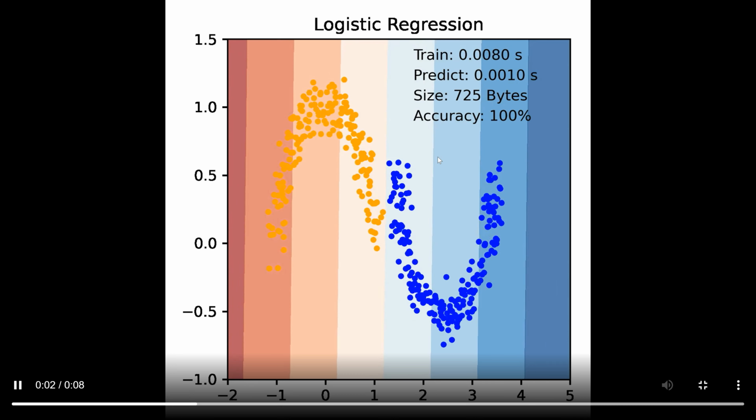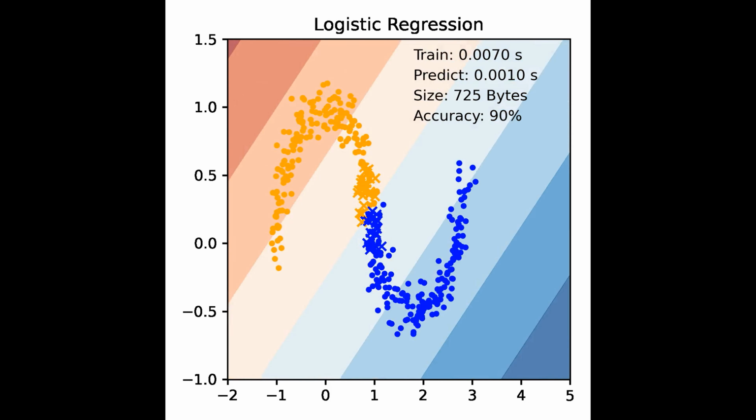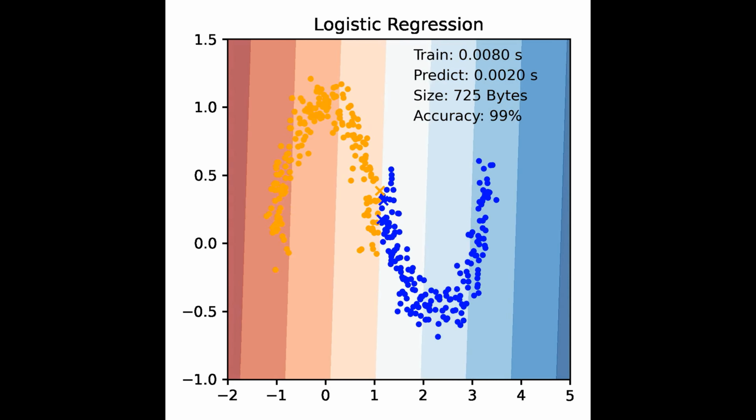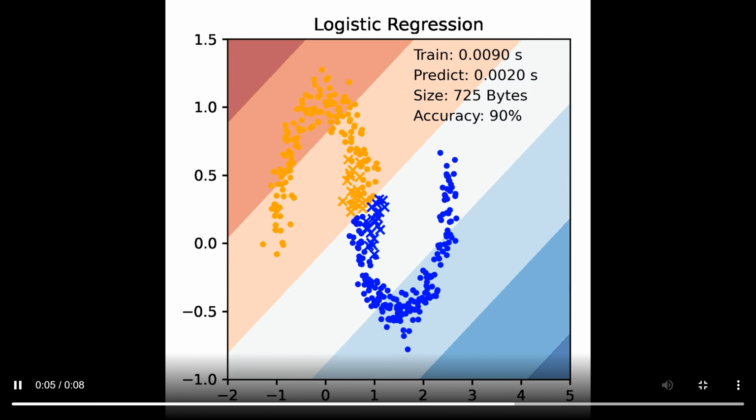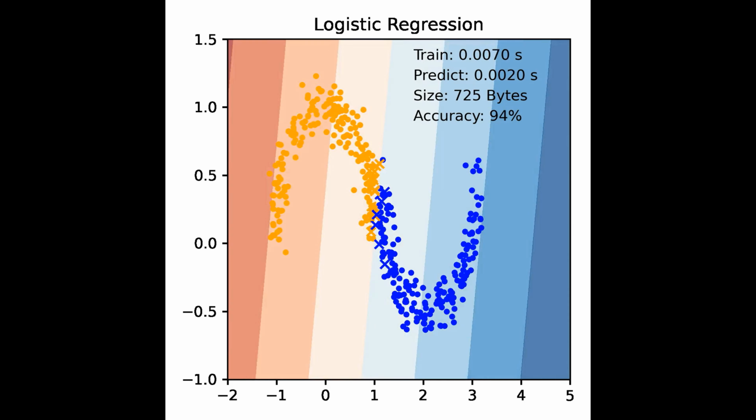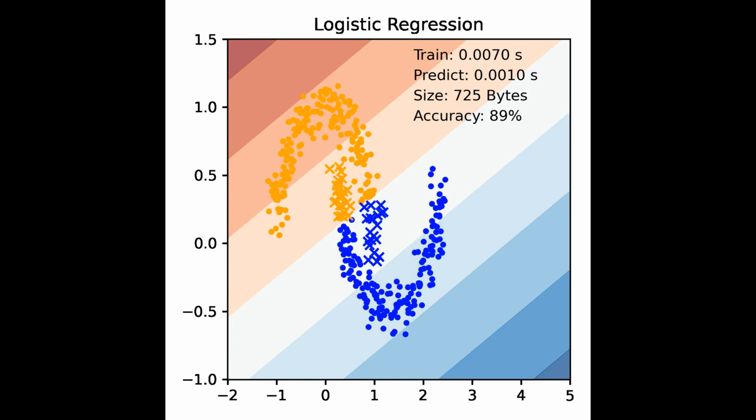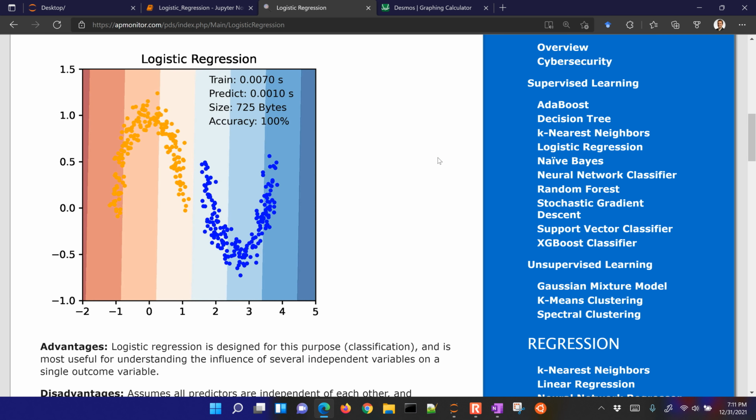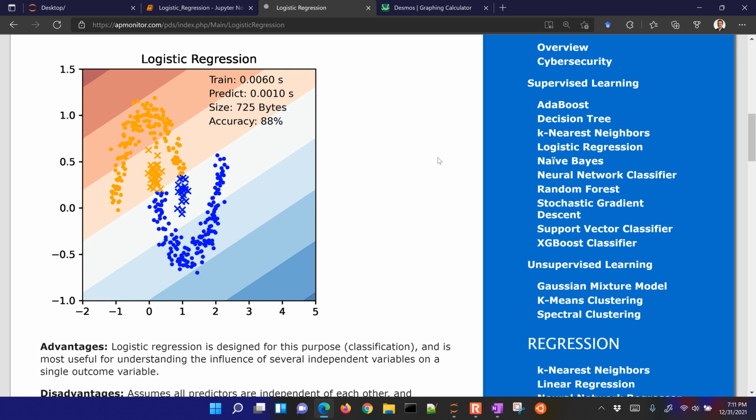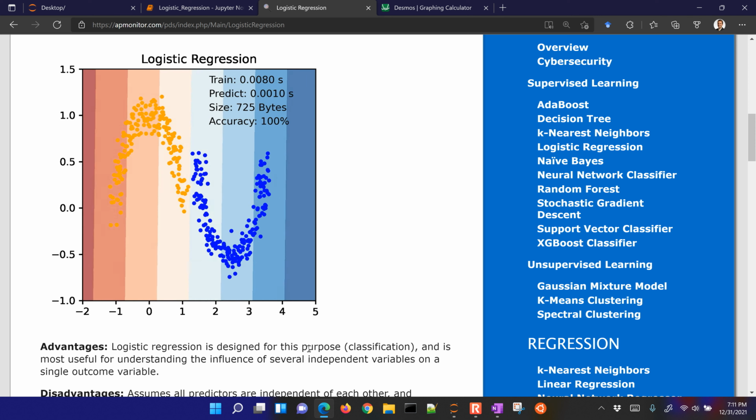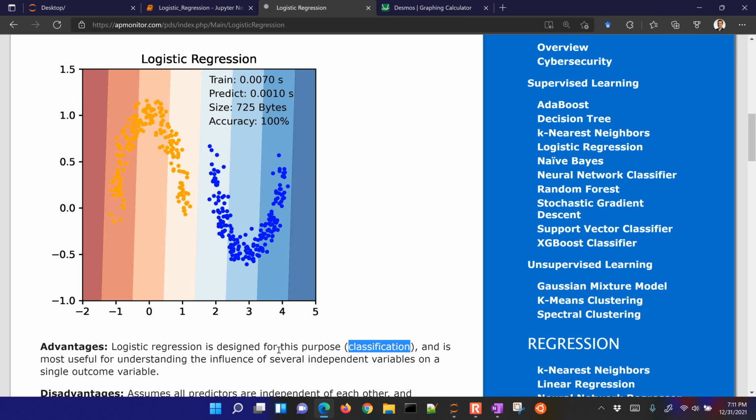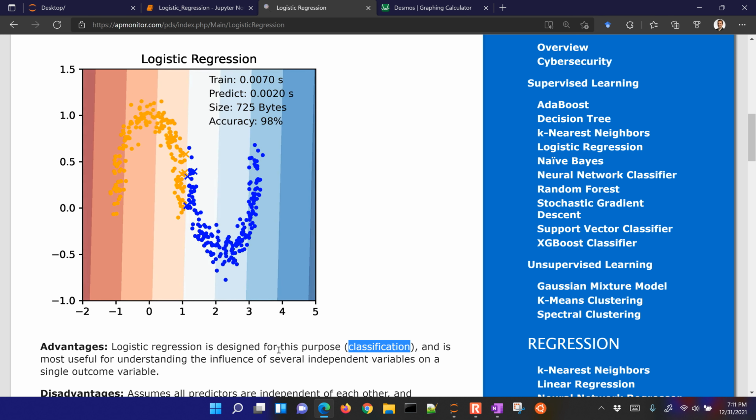Although the accuracy is not as good as some other methods, because of the speed and low memory requirements, and if there are many variables and maybe one or two are very good predictors of an outcome, logistic regression can work very well. It's also often used as an output layer for something like a neural network to translate a continuous value into a discrete value. Although it says regression in the name, logistic regression is designed for classification, and it's most useful for understanding the influence of several independent variables on a single outcome.